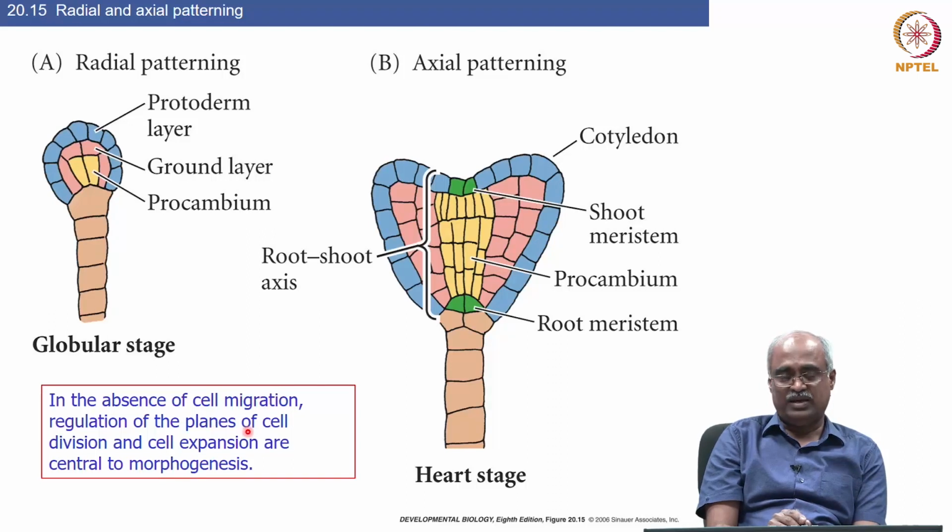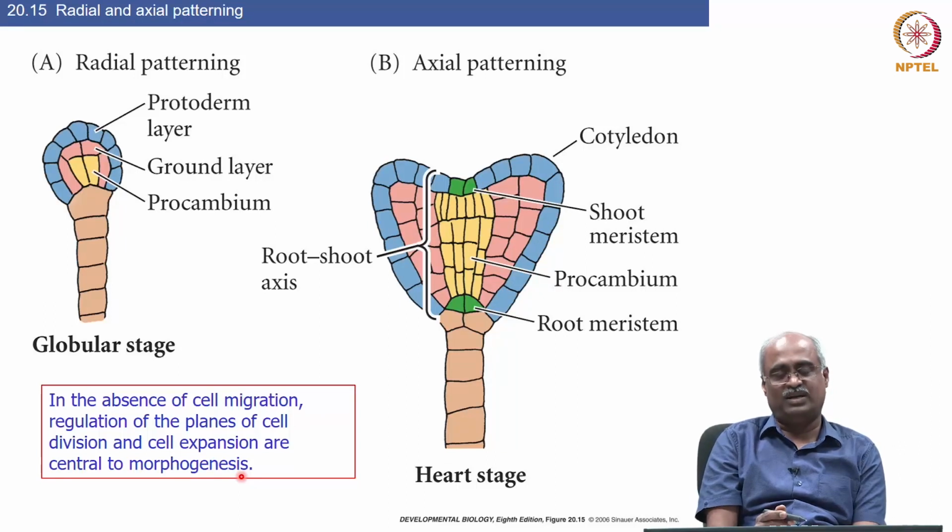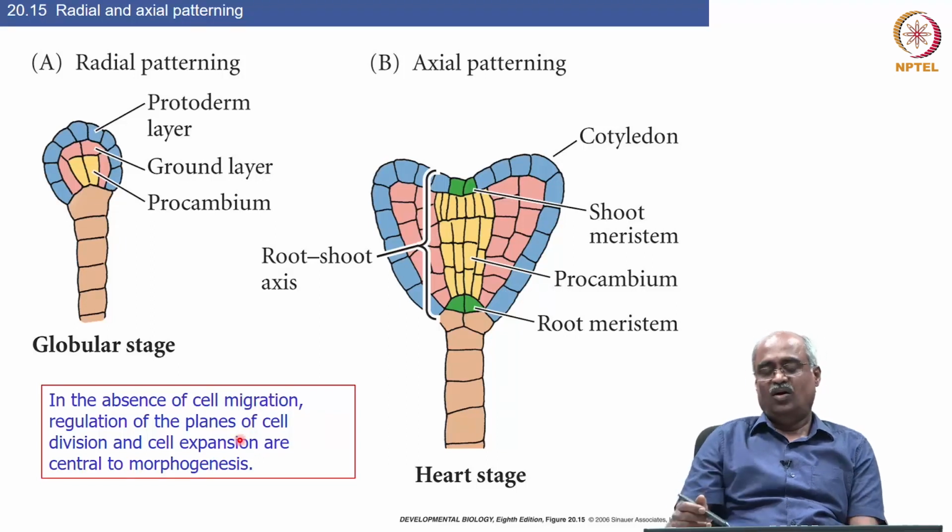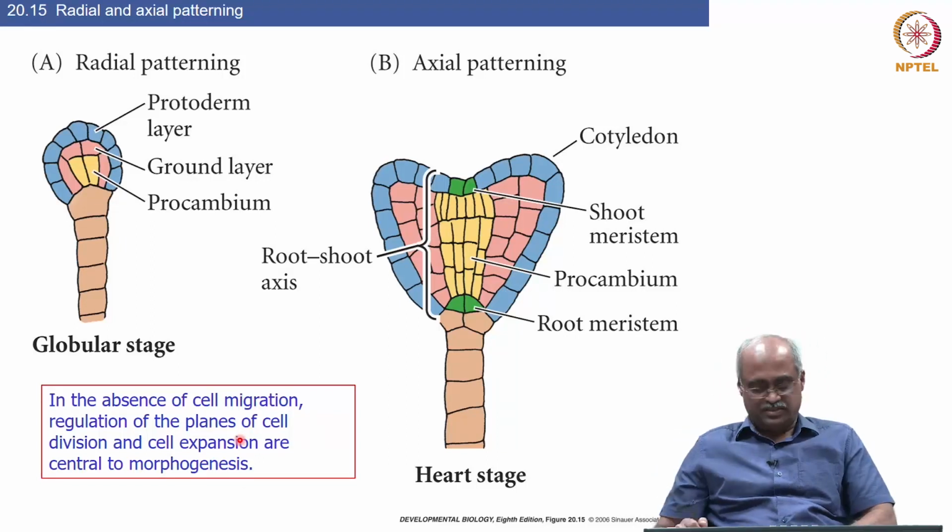There is no cell migration, therefore planes of cell division and cell expansion are important. Only by changing these two, all the different shapes are generated. That thought itself is quite fascinating. Without migration, simply by changing the direction of expansion and the plane of cell division, you can create a variety of shapes. Now let us move to the auxin discussion.